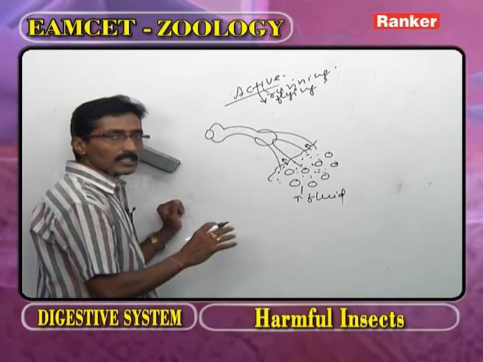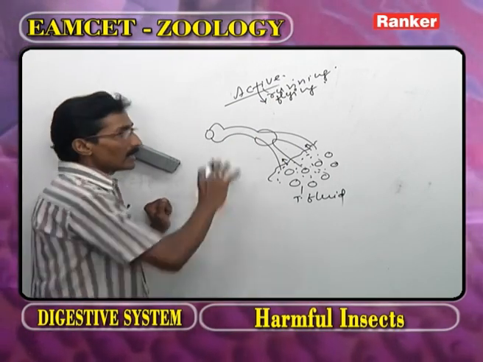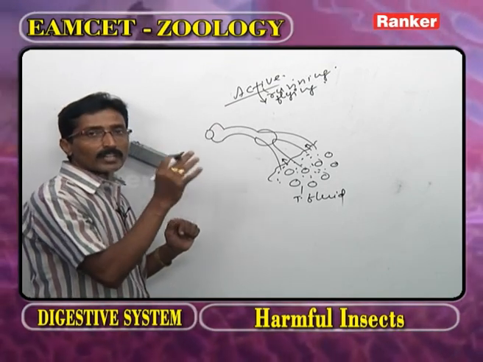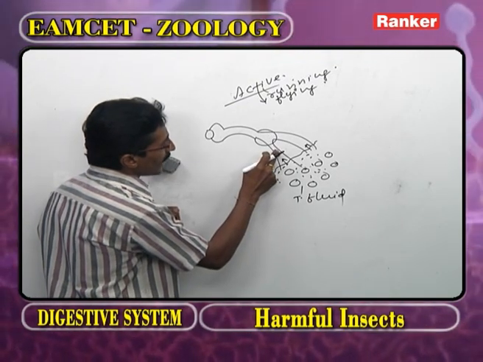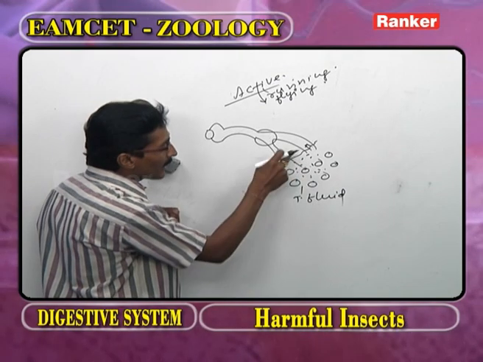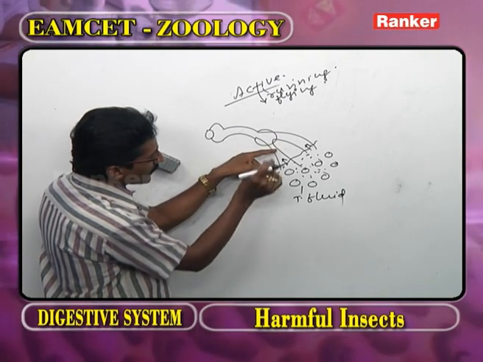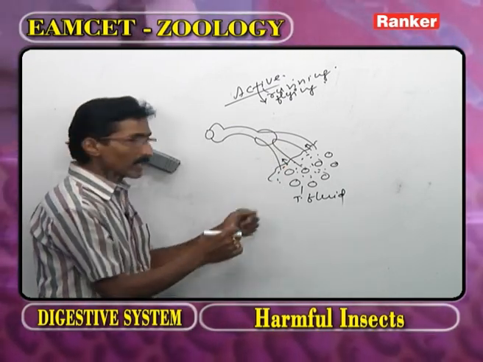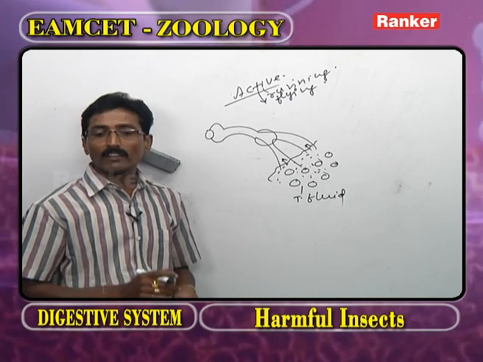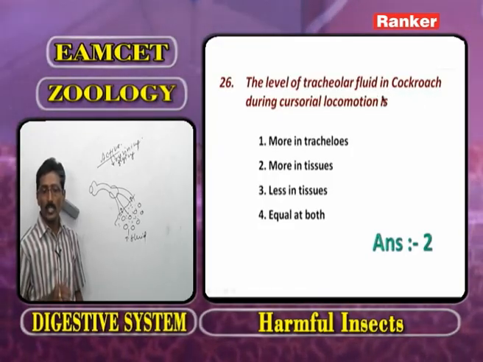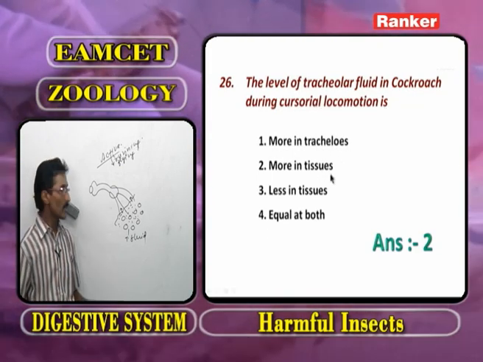But here the question is, the cockroach is active. One example is running, another is flying. Whenever it is active, the metabolic rate is more and the demand for oxygen is more. So from the tracheoles, the fluid again enters the tissue. So at the time of activity, the fluid in the tracheoles is very less and in the tissues the fluid is more. Now, the question is the level of tracheolar fluid in cockroach during cursorial locomotion. One is more in tracheoles, second is more in tissues.